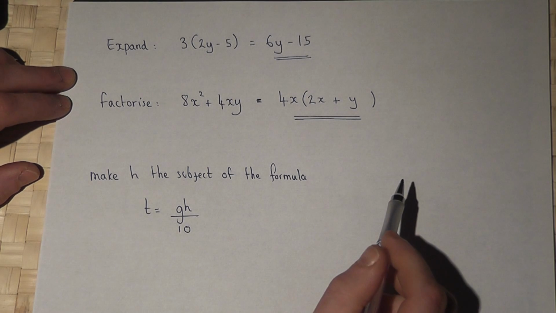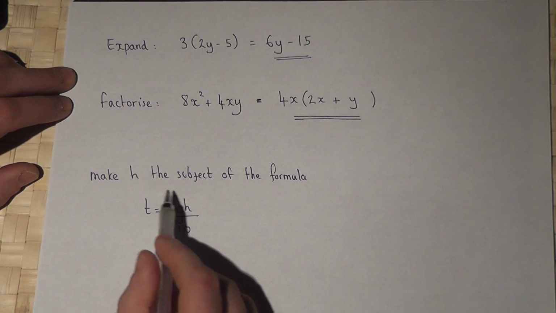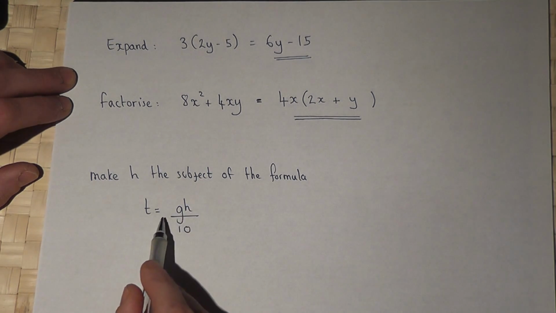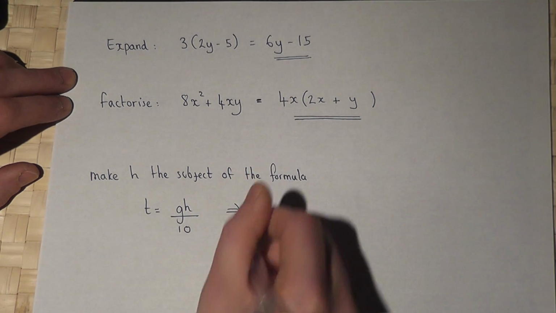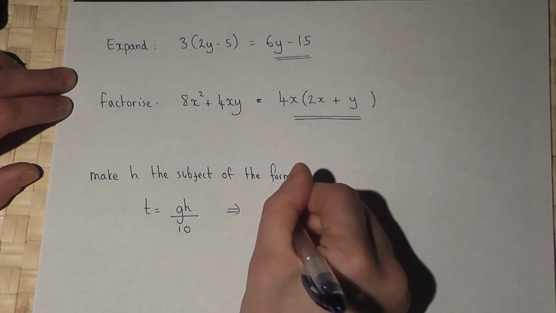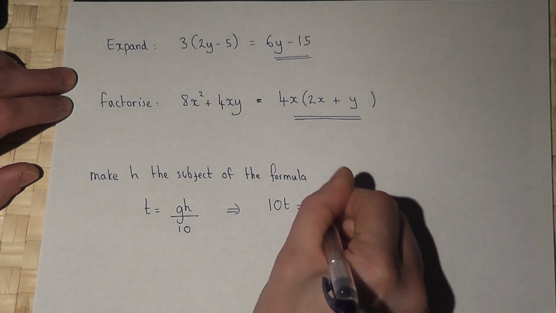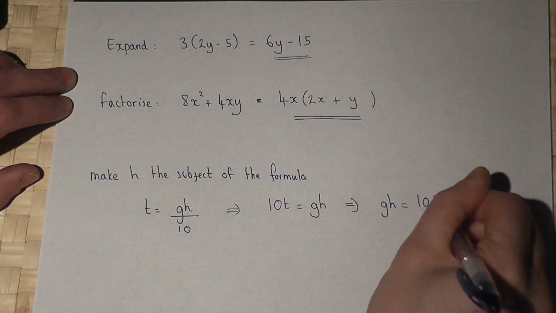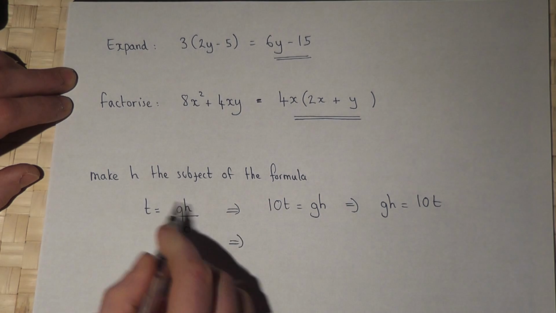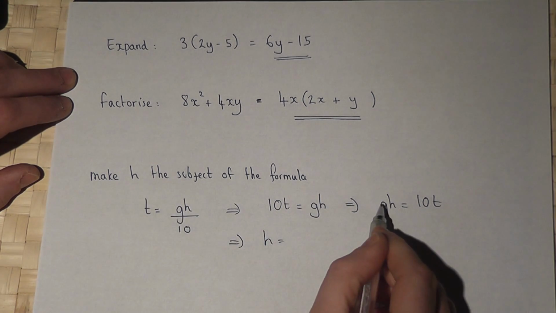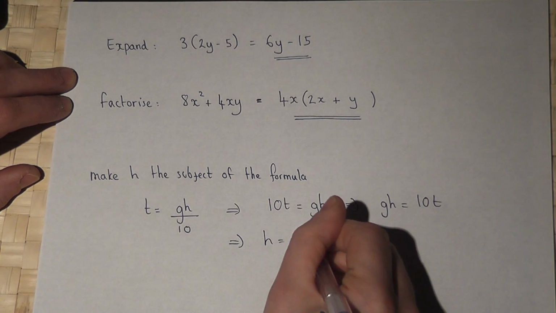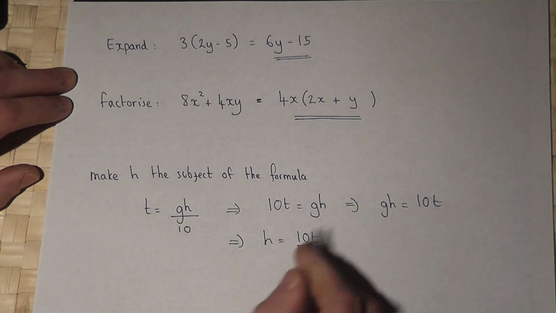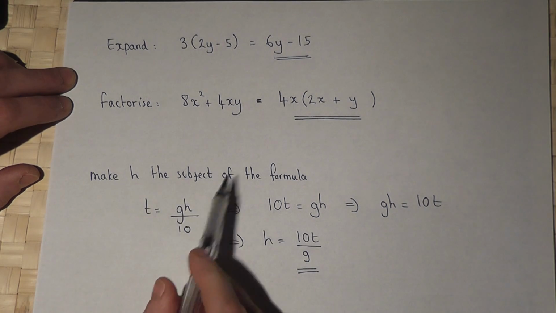Now in the third part, I want to rearrange this formula to get h equals. Now I've got t equals gh all over 10. So if I times by 10, I get 10t equals gh, which I can rewrite as gh equals 10t. So to get h equals, I'll have to divide by g. So h equals 10t all divided by g. I've therefore got h equals, so I've made h the subject of the formula.